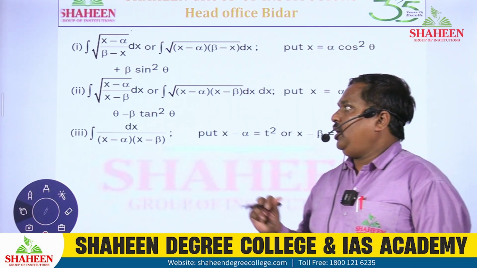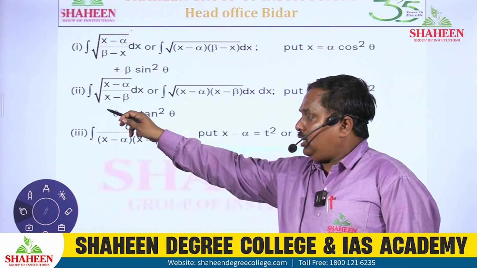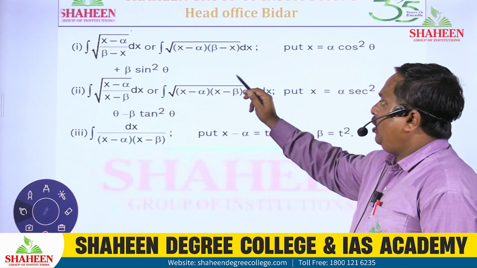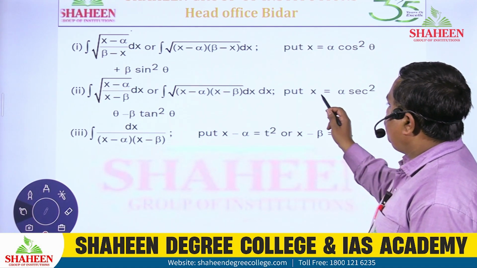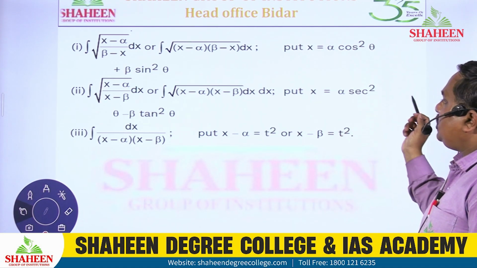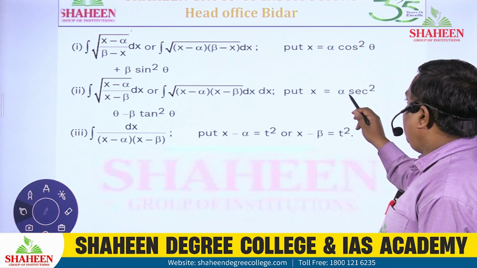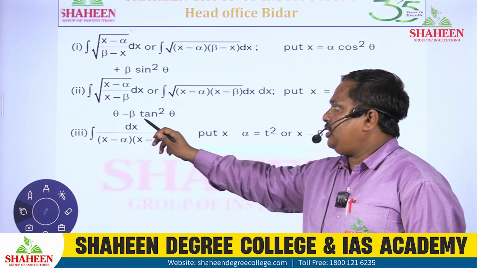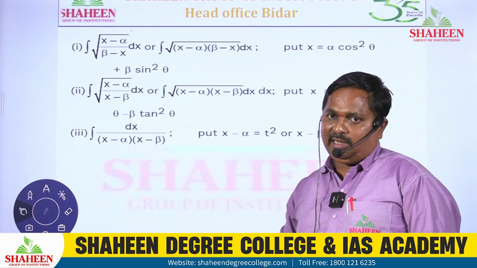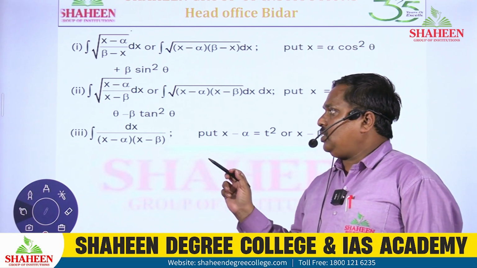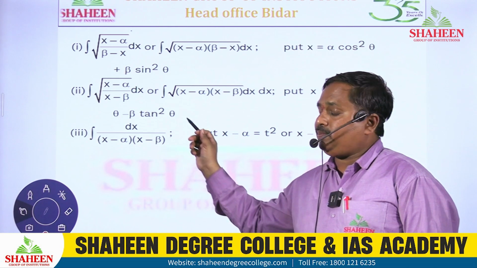Suppose we have (x minus alpha) divided by (x minus beta) under the root, or (x minus alpha) into (x minus beta) under the root. We substitute x equal to alpha sec^2 theta minus beta tan^2 theta in this type of integral. And lastly, integration of dx divided by under root (x minus alpha)(x minus beta) form.